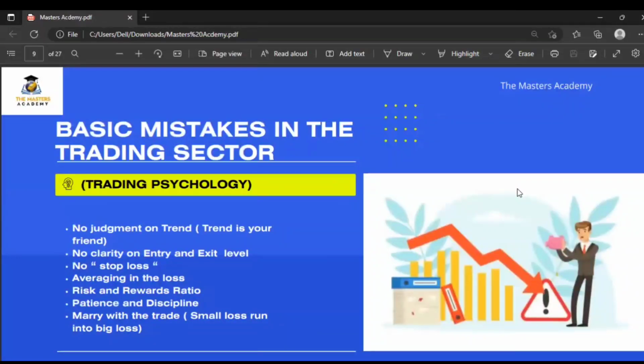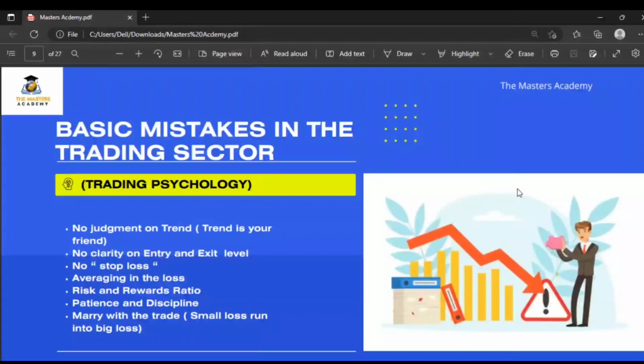So what are the basic mistakes? Like I told you, we have to maintain five things in the market, five reasons, or you can say some principles, which are going to help you in the later part of the session. Whenever you are taking a trade, you have to prepare your mind before taking any trade, and these are some of the psychological things of the market.